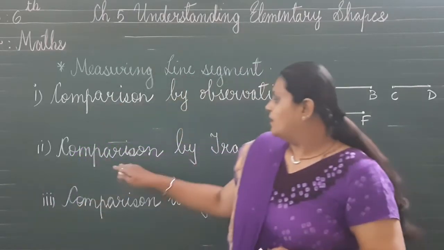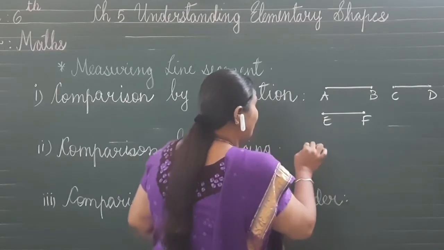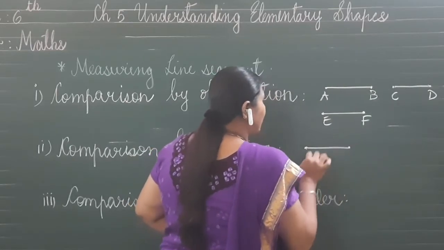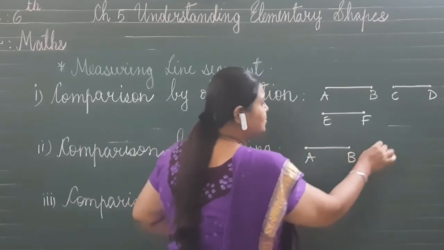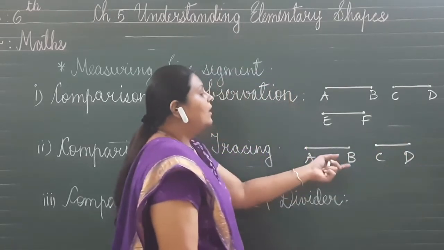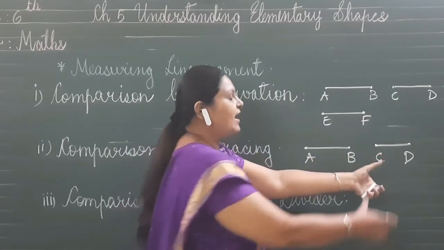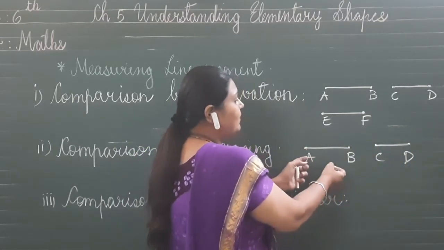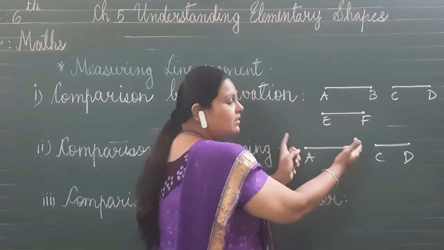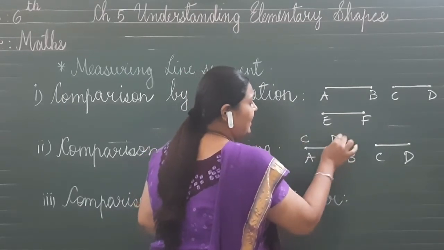The second way is comparison by tracing. In the same way, suppose I want to compare line segments AB and CD. Very first I will put a transparent tracing paper on CD, then I will pick it up and compare it with AB. So it should be like this, C and D.